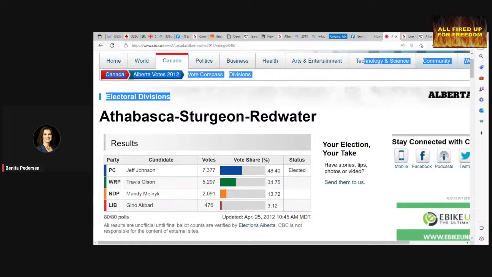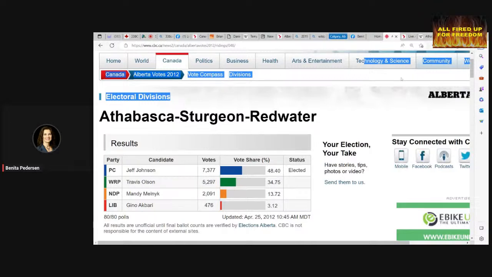There was a time in Alberta when we could split the conservative vote between more than one individual and still end up with a conservative elected. And the last time that occurred was 2012. And this constituency is an example of that. So although the conservative vote was split between two conservatives, Jeff Johnson and Travis Olson, we still ended up with a conservative elected. And that was okay. That was an okay result. Jeff Johnson did some good work for that constituency, Athabasca, Sturgeon, Redwater.